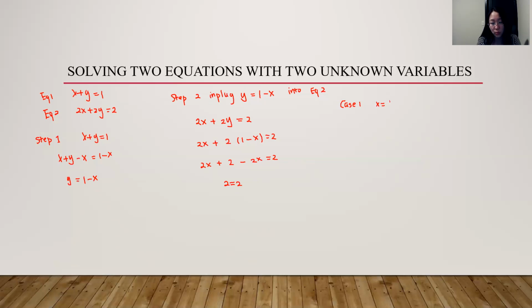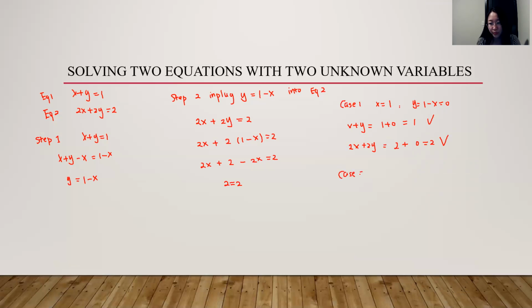So let's just randomly pick some numbers. x equals 1, which means y equals 1 minus x equals 0. So let's see whether it satisfies both of those equations. x plus y is 1 plus 0 equals 1. So the first equation holds. The second equation, 2x plus 2y equals 2, with x equals 1: 2x is 2, 2y is 0, so it equals 2. So the second equation also holds.